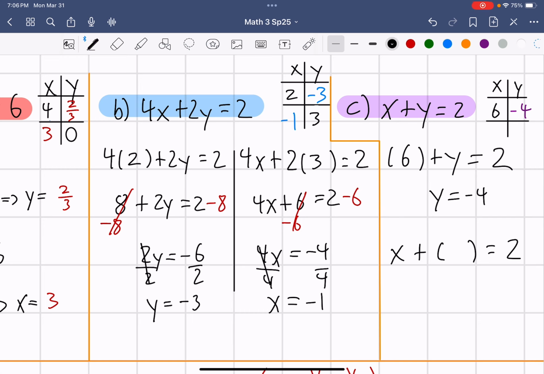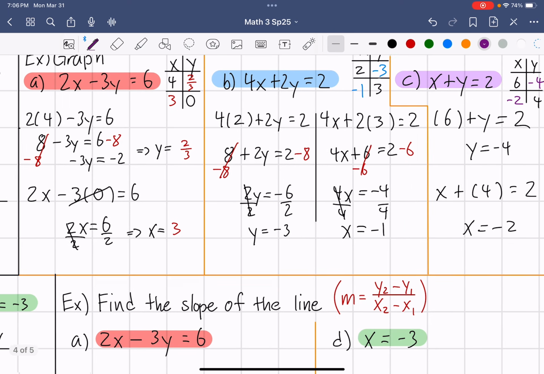I can choose another y value, 4. And then subtracting, plugging in +4. Subtracting 4 from both sides is going to give me x is equal to -2. And there are my 2 points once again.